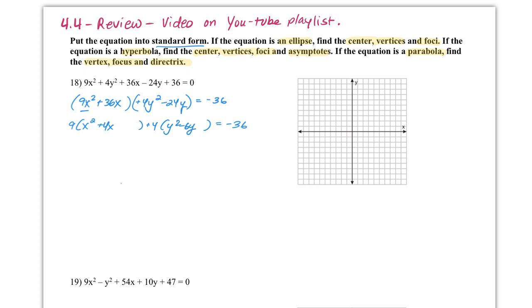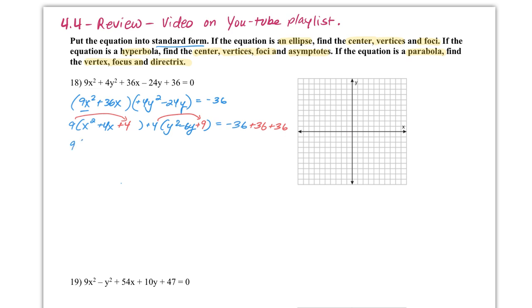Okay, so now I'll work on completing the square. Half of positive 4 is 2, and 2 squared is 4. So it's a plus 4, but in reality, it's a plus 36, so I'm going to add 36 to the other side. Then I'm going to go to the y. Half of negative 6 is negative 3. Negative 3 squared is 9. And again, 4 times 9 is 36. So there's another 36 that I have to add to the other side.